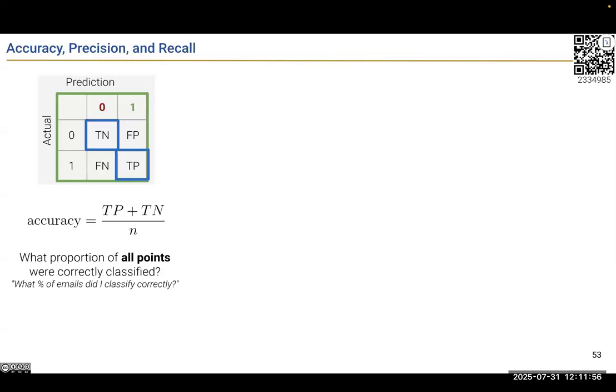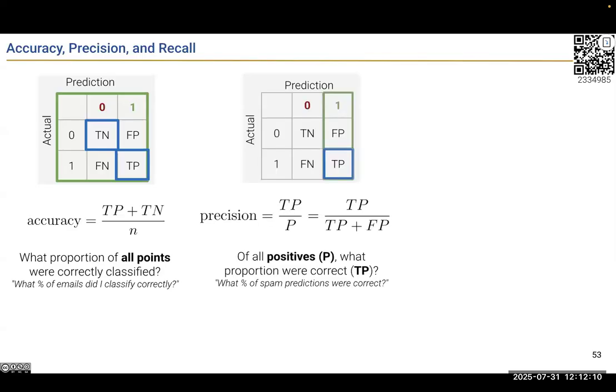Just the same as we talked about before, the number of correctly predicted points over the total number of points. Or in our spam filter classifier example, accuracy captures the percentage of emails that you classify correctly. So this is straightforward, and we're going to go to some more complicated metrics.